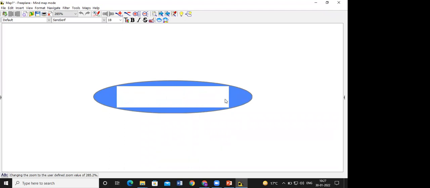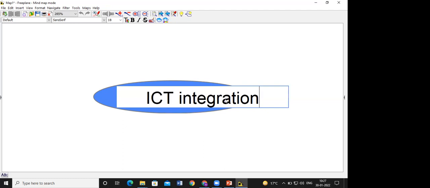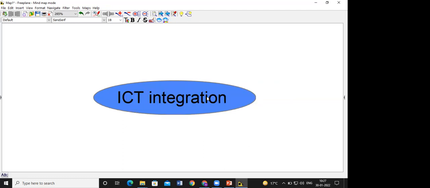A new mind map was written. Suppose I write here ICT integration. What comes to your mind when it comes to ICT integration? What is the first thing which comes to your mind when it comes to ICT integration? Anybody?